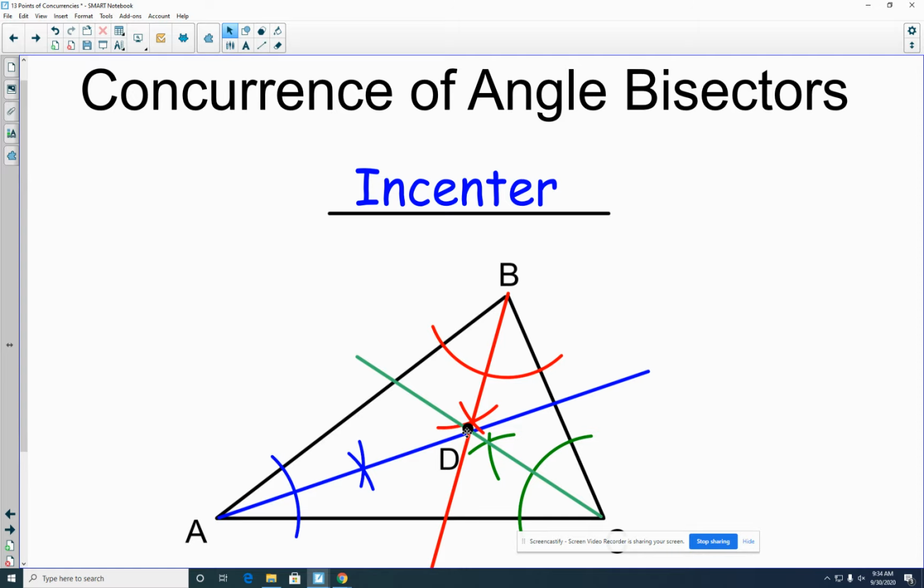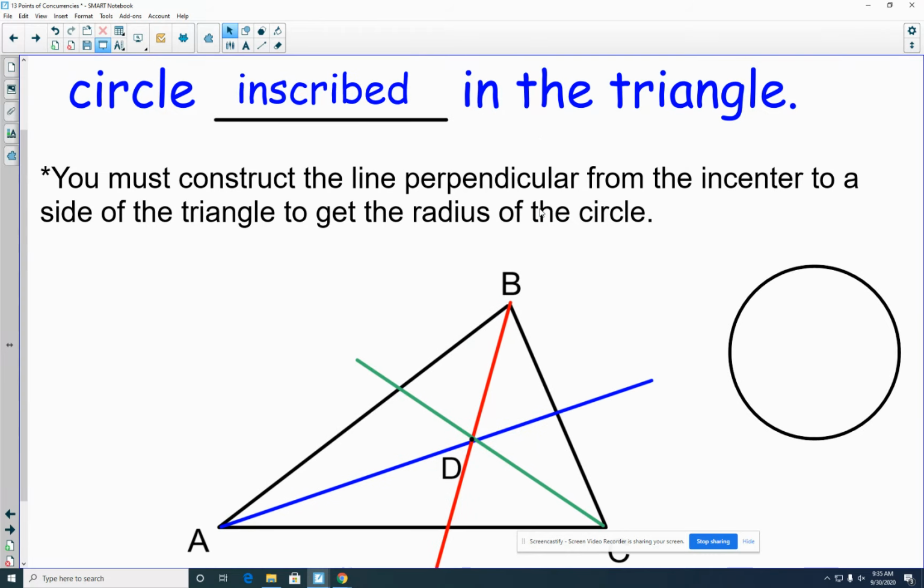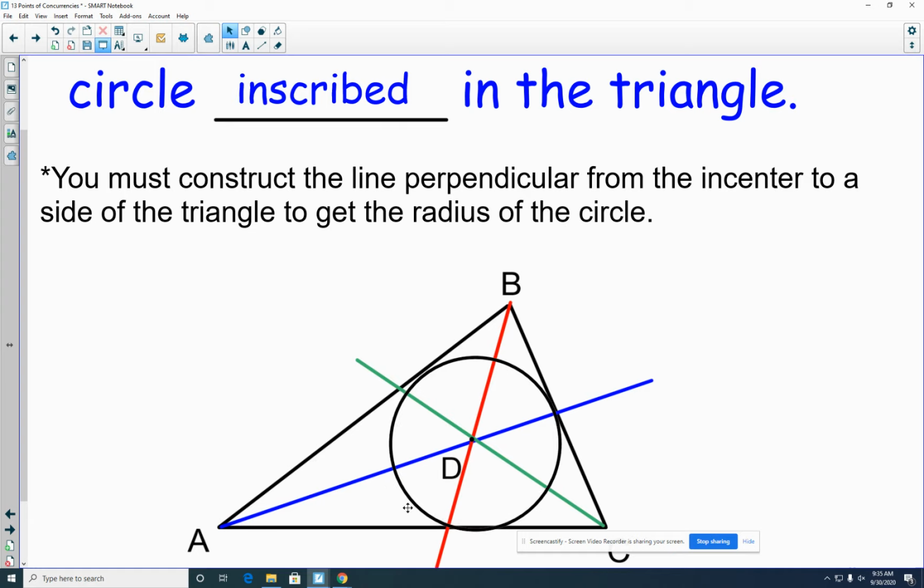So what is the incenter? Well, the incenter is the center of the circle that is inscribed in the triangle. So that kind of means if I could fit a circle right here, perfectly inside of this triangle, D is the center of that circle.